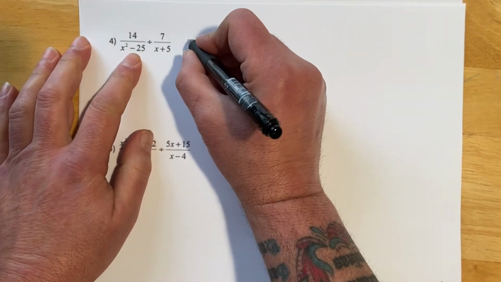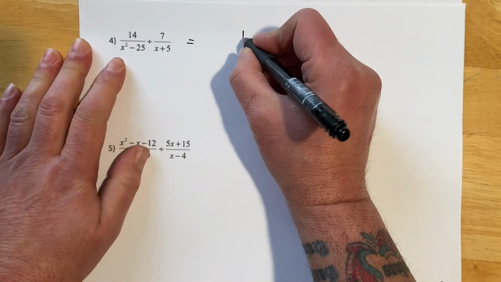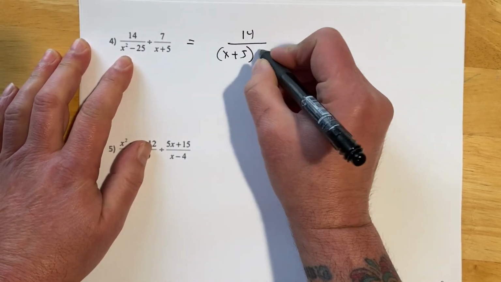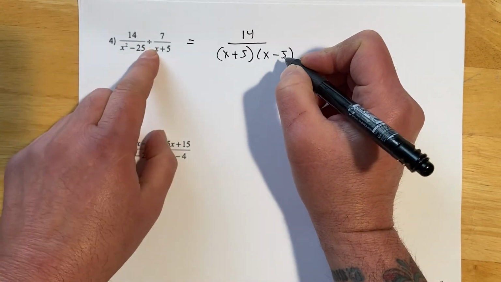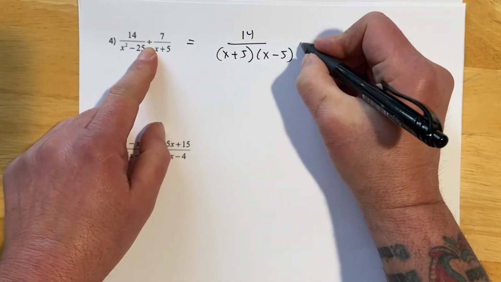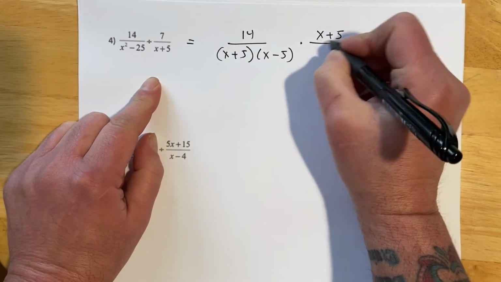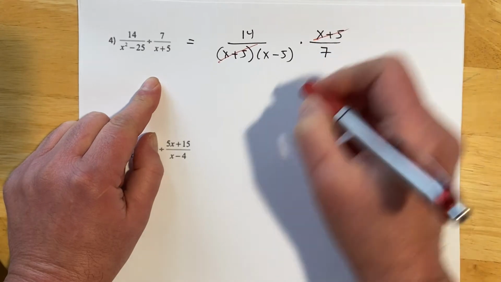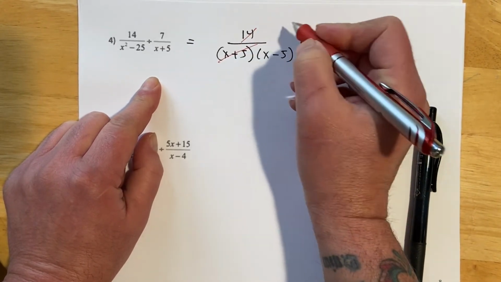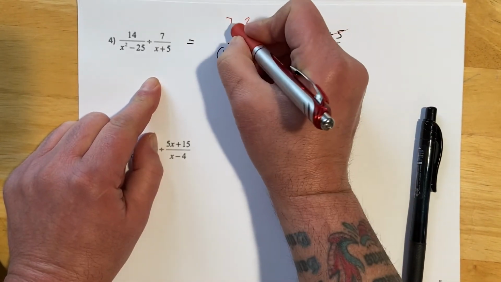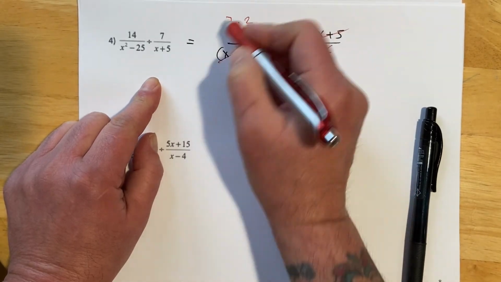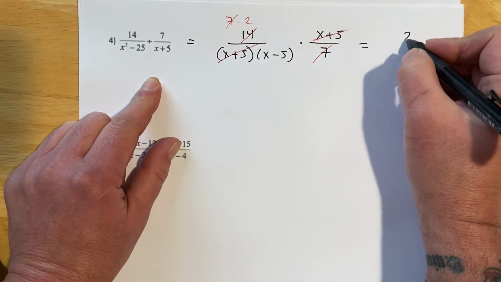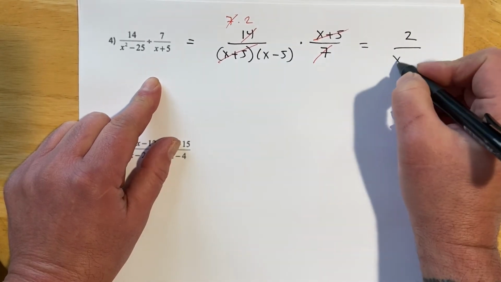Okay, this next one's division. So we'll go 14 over x plus 5, x minus 5. And division, so I'm going to do the reciprocal here. X plus 5 goes up top, 7 comes down. And now we can cancel out the plus 5s, and then 7 goes into 14 2 times, because again, we're kind of thinking of that as a 2 times a 7, and canceling out those 7s. So I think what's left up top is just the 2, and then x minus 5.